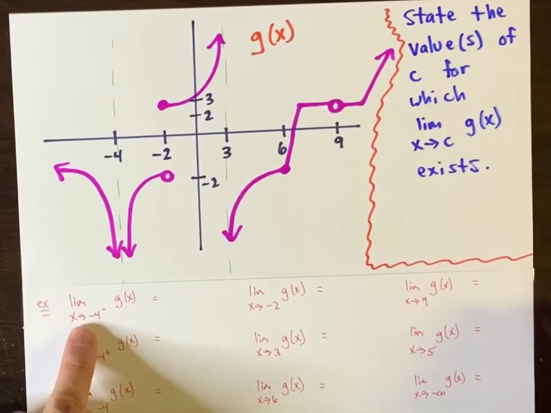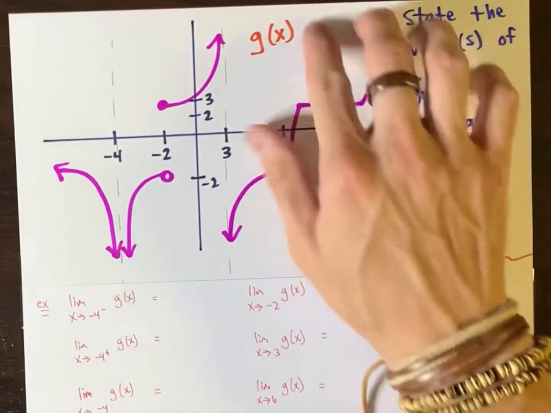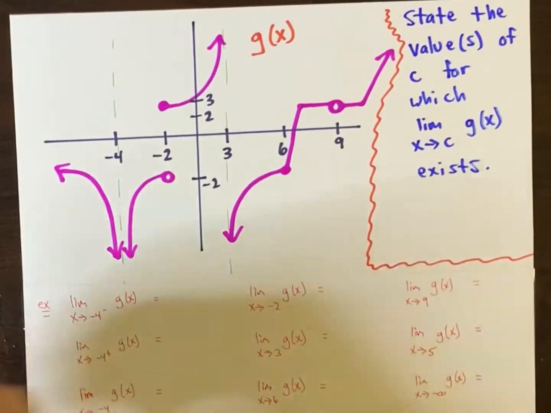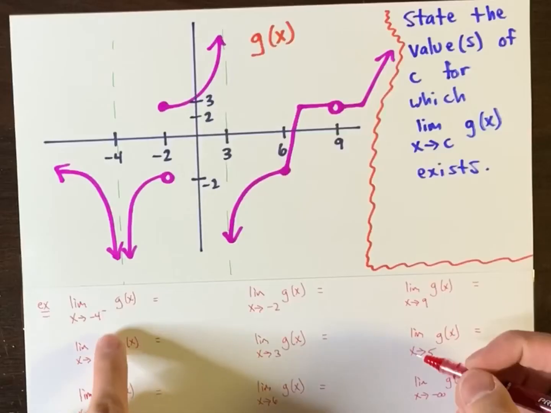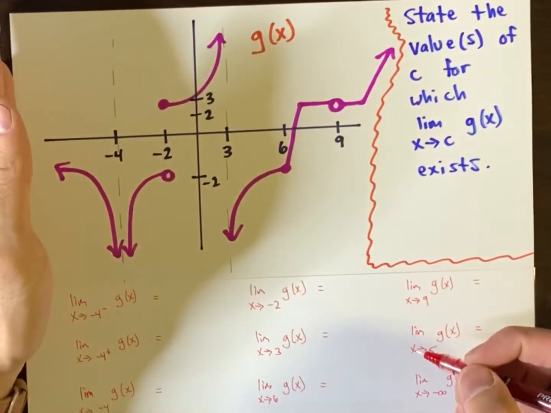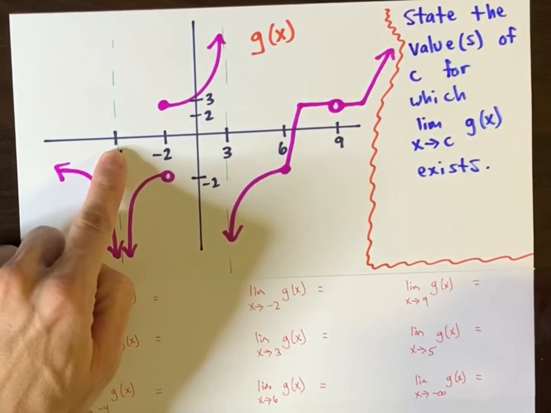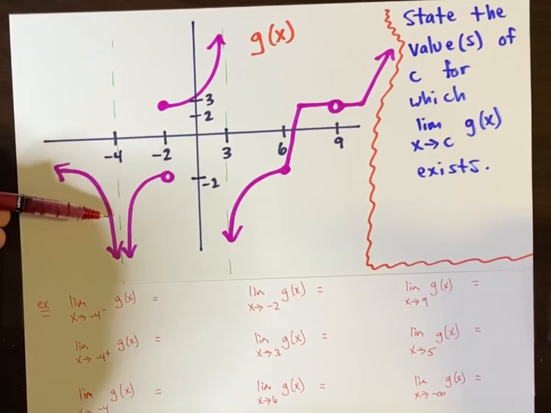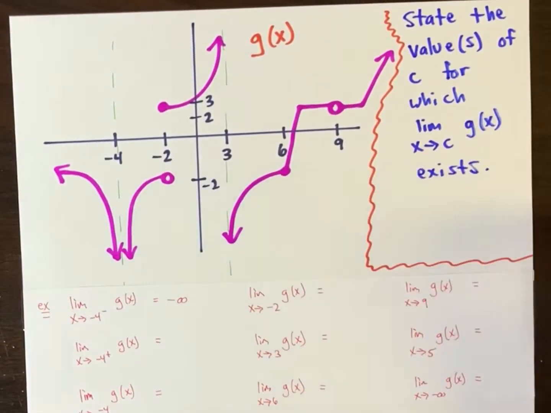So over here, the limit as x approaches -4 from the left of g of x. G of x refers to this diagram. -4 is here, but we are approaching it from the left-hand side. That means left, this means right. So from the left means from this side. So I'm walking toward it in this direction. As I get closer to -4, I follow the curve. I am going to go down to -infinity. That's why that limit is -infinity.